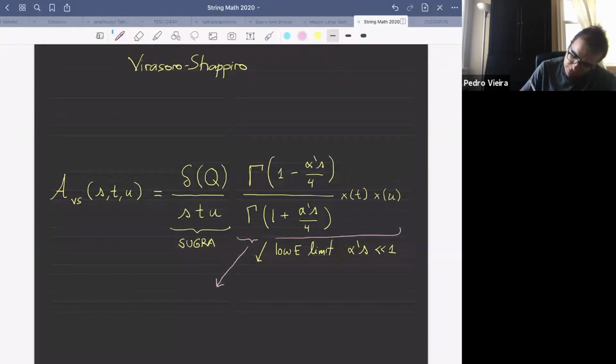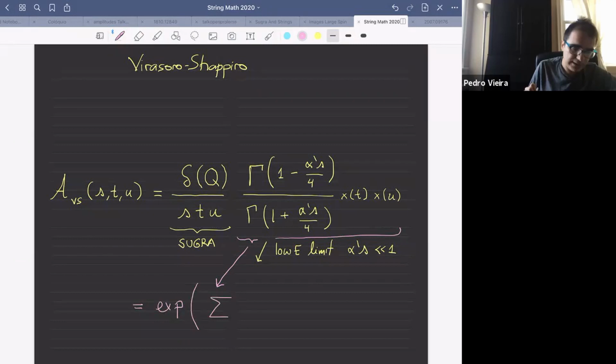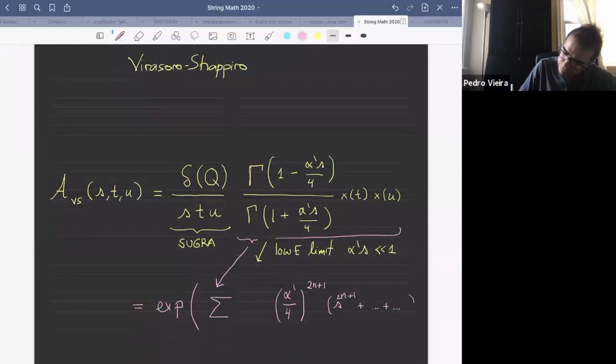As we take low energy, it's convenient to write an equality where these gamma functions are exactly equal. Here there's no approximation, but the approximation is in keeping a few terms of this expansion. It's equal to a sum of an expansion in alpha prime. So there will be powers of alpha prime here, and some powers of energy. So S to the 2n plus 1 plus the same thing with T plus the same thing with U. And here there are the coefficients of this expansion. They turn out to be related to odd zeta functions. So there is zeta of 2n plus 1 over 2n plus 1. And this sum runs from 1 to infinity.